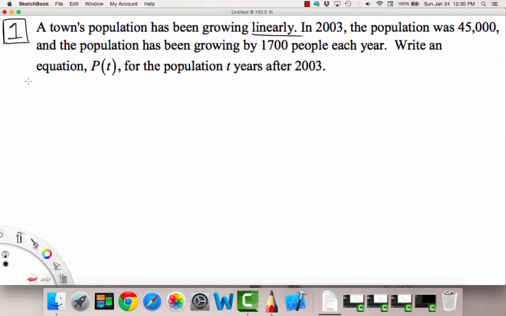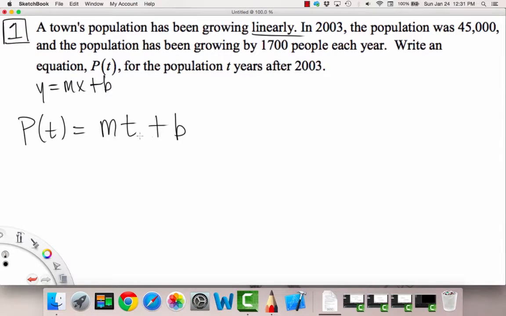Okay, so we know, because it says it's a linear growth of our population, that it has to have the form of y equals mx plus b, where m is our slope and b is our y-intercept. In this case, they want us to use the notation P of t for our function. So we'll have P of t is equal to m times t plus b. Not a big deal. We just switch the names of the variables and everything.